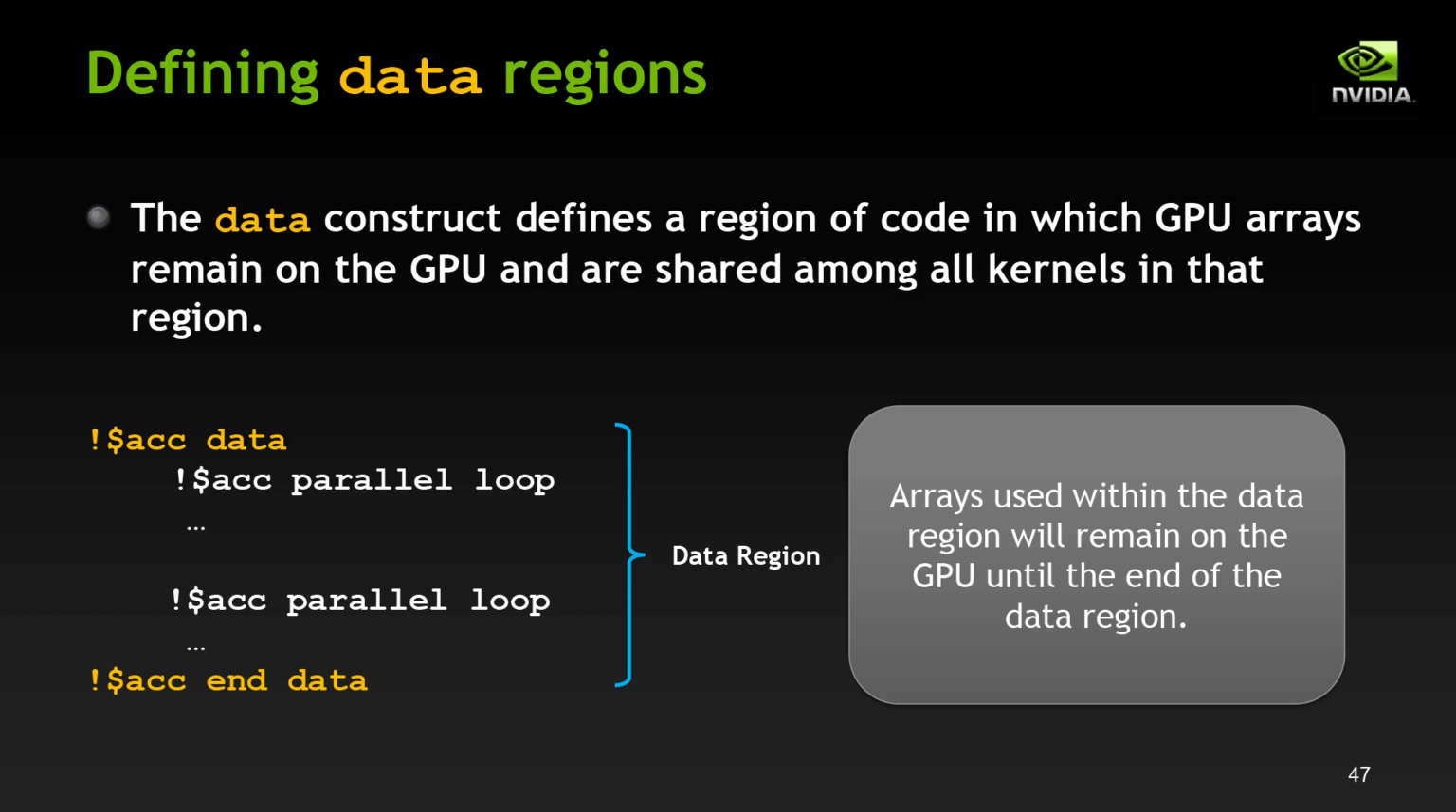We use this data region. And so the data region simply defines a region of code where your data remains resident on the GPU for the entire extent of that region. So here I have an ACC data, and I have two parallel loops. And so the data gets copied in at the beginning, copied out at the end, but remains there throughout. So right there, we've done enough to share the data between the two kernels. But we can give a lot more information than that.